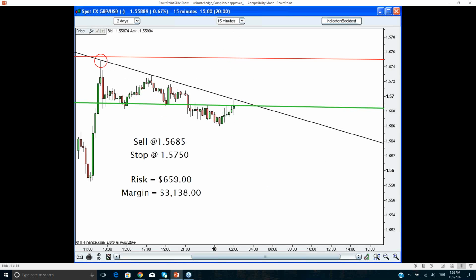And we would end up risking how much? Well, how much will we lose if the market went that far against us? If we were trading spot forex, I'm not talking about spreads right here, we'd have to put up over $3,100 in margin just to enter this trade for spot forex at $10 a tick. And if it came up here and hit the stop level, we would have lost $650. That's how much we're risking.